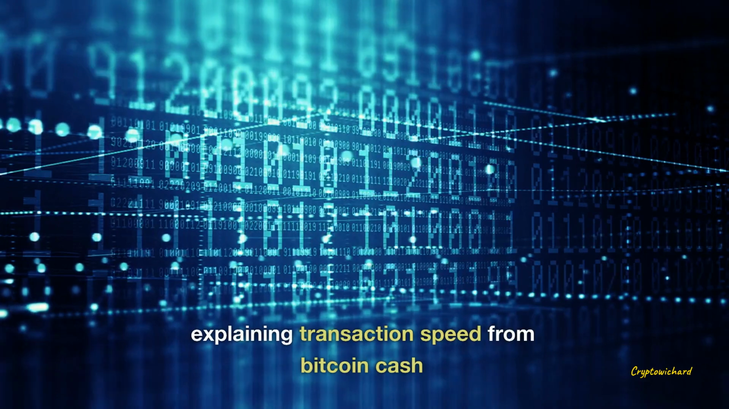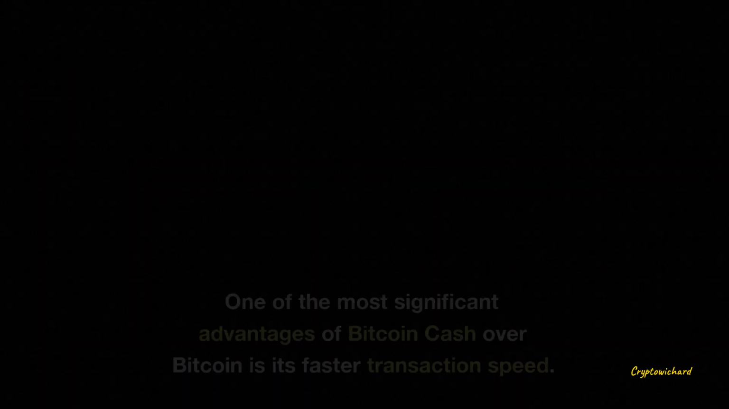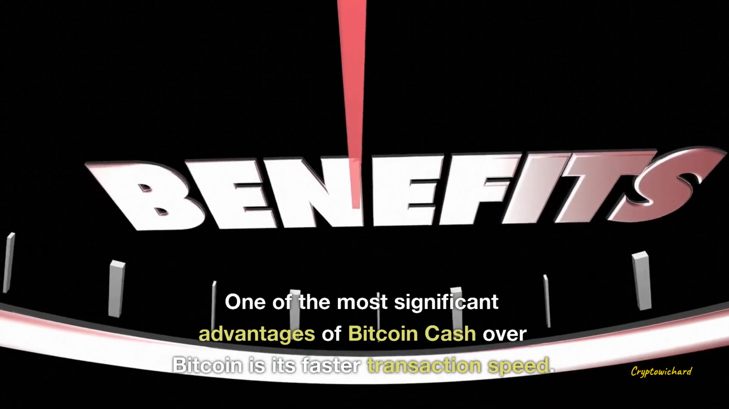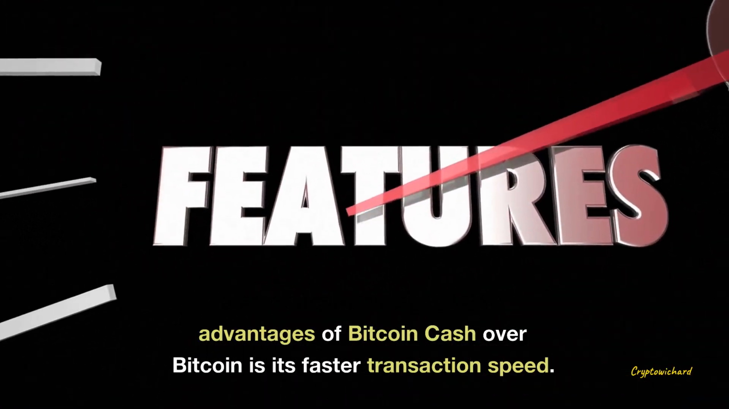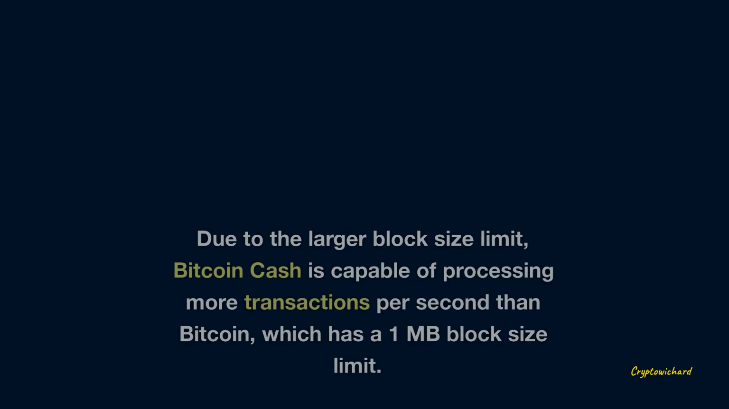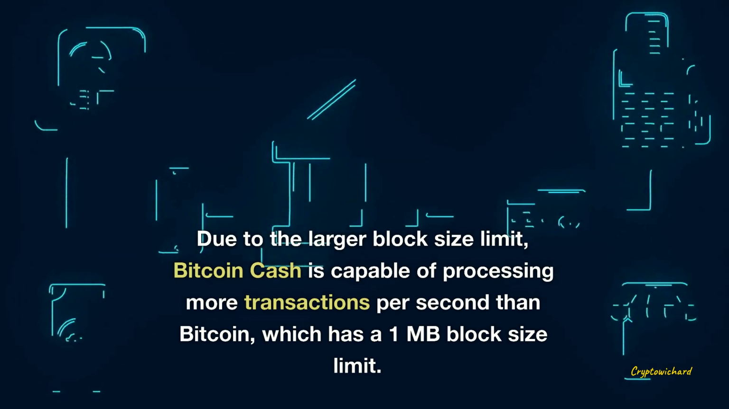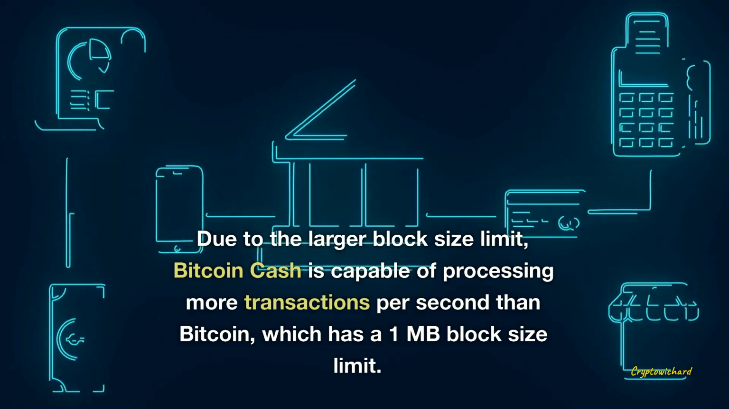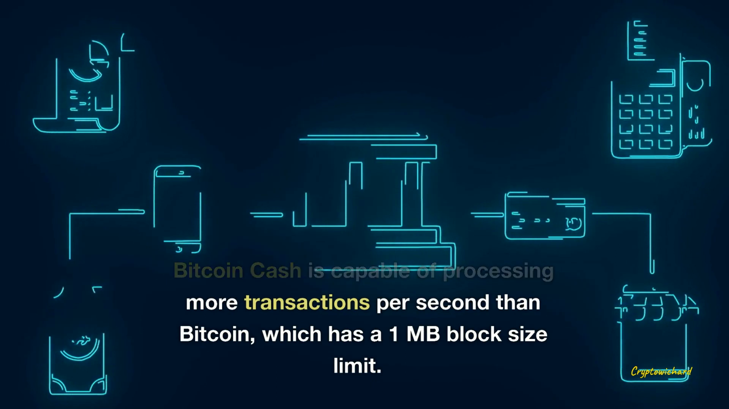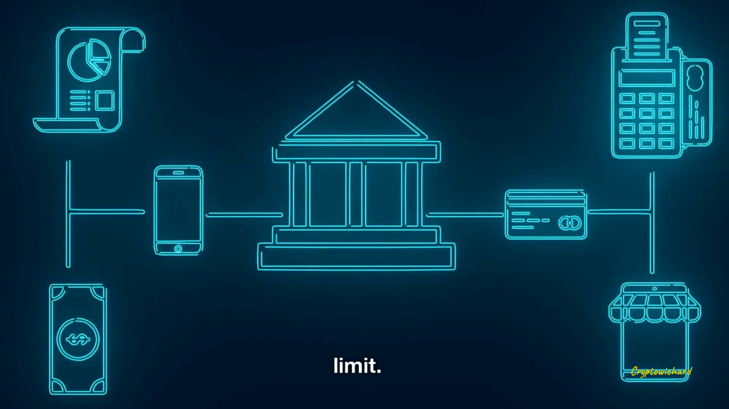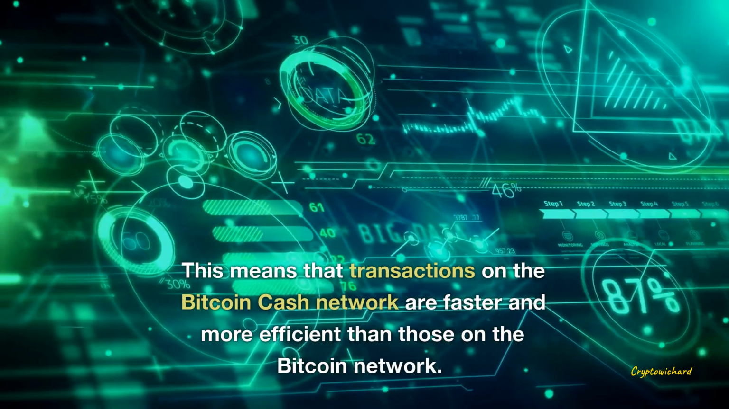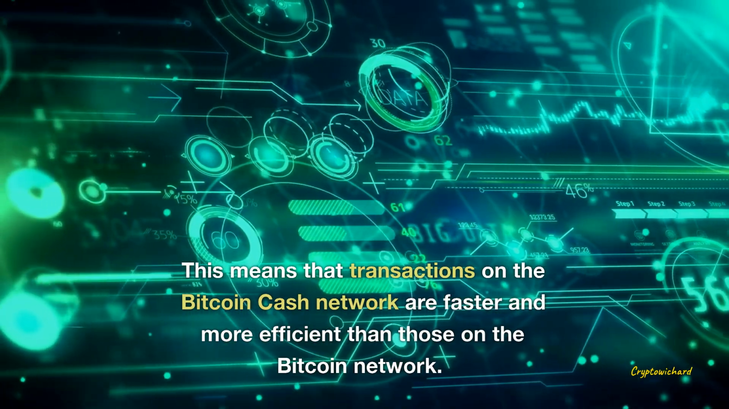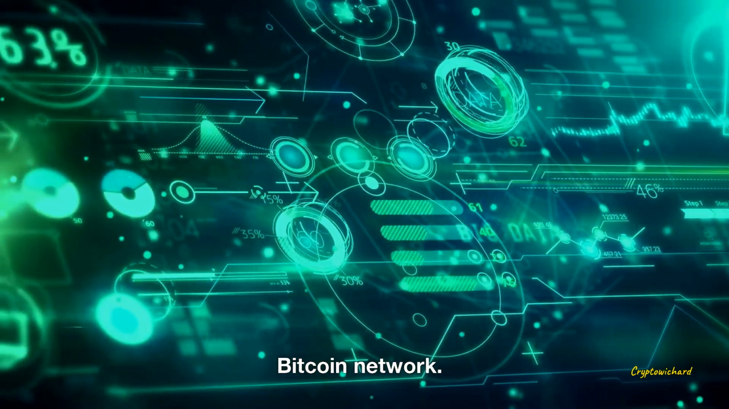Explaining transaction speed from Bitcoin Cash. One of the most significant advantages of Bitcoin Cash over Bitcoin is its faster transaction speed. Due to the larger block size limit, Bitcoin Cash is capable of processing more transactions per second than Bitcoin, which has a 1 megabyte block size limit. This means that transactions on the Bitcoin Cash network are faster and more efficient than those on the Bitcoin network.